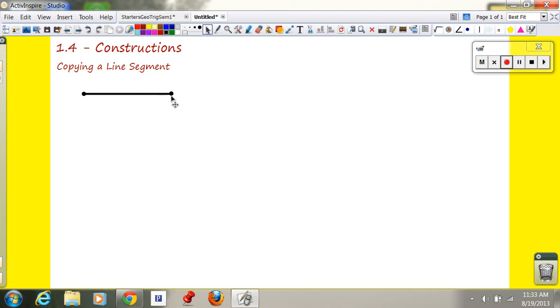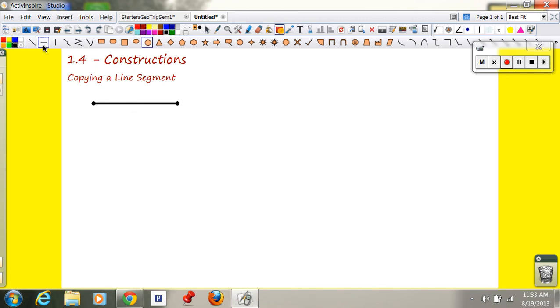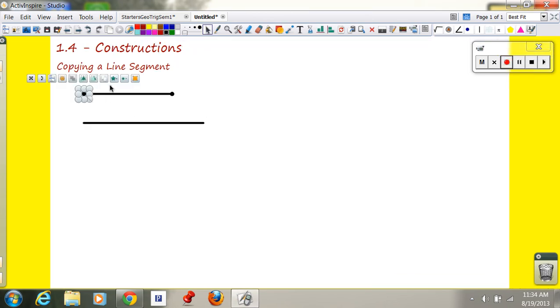And once you have your two endpoints, then you're going to draw a second line underneath it, and make sure it goes a little bit past the first one. Okay, on your second one, we're going to make one dot this time. You don't need to put dots on both sides because we don't know exactly how long the second segment is until we measure this first one with our compass.